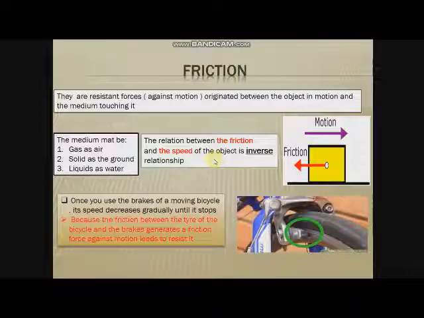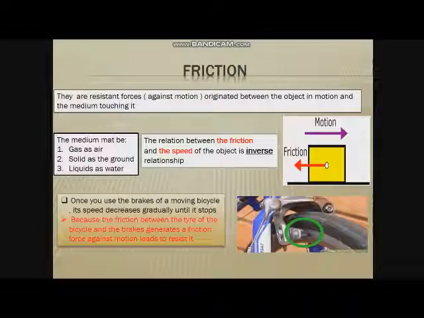While you are moving on the ground, there's a friction force between your feet and the ground. And also there's a friction force between your body and the air. When you are swimming inside water, there's a friction force between you and the water.